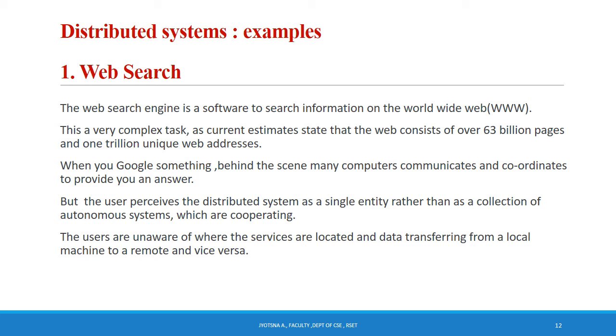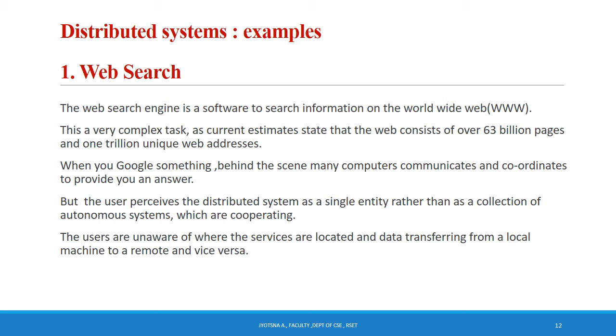Let's look at some examples of distributed systems. First one, web search. Web search is an application of distributed systems. A web search engine is software to search information on the World Wide Web. You may be familiar with different search engines, right? Google, Bing, Baidu, Yahoo, etc. And web search is a very complex task, as current estimates state that the web consists of over 63 billion pages and 1 trillion unique web addresses.